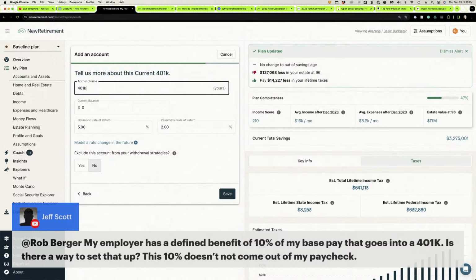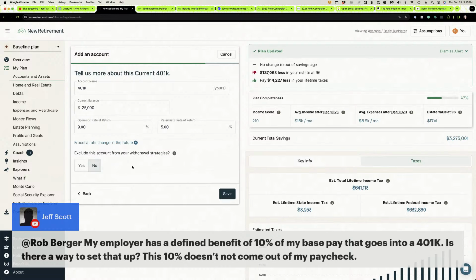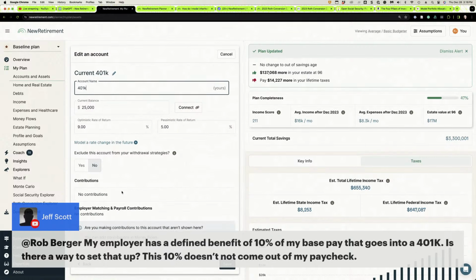Account name, 401k, balance 25,000. Optimistic rate of return of 9, pessimistic of 5. You'll notice I can model a rate change in the future if I want. I can exclude the account from the withdrawal strategies that New Retirement runs through. But there's nowhere for me to actually say, hey, my employer contributes money to this. And that's a little confusing. But if you save it, and then you go back to it and edit it, look at this. Contributions, employer match, and payroll. Are you making contributions to this account that aren't shown here? Yeah, just getting 10%. Let me actually take the comment down so you guys can see it.